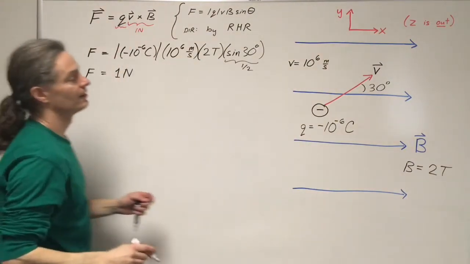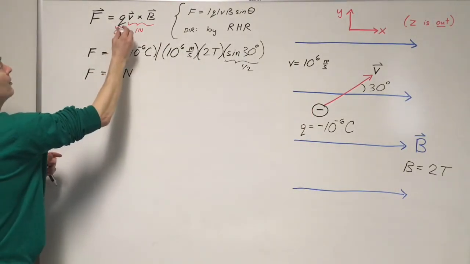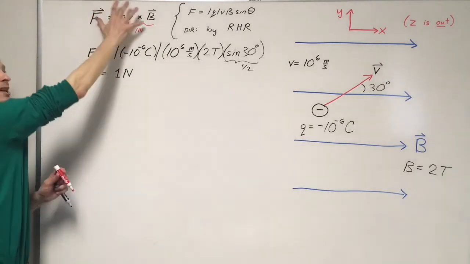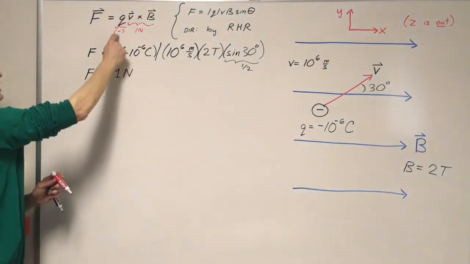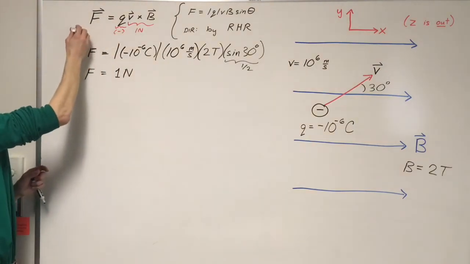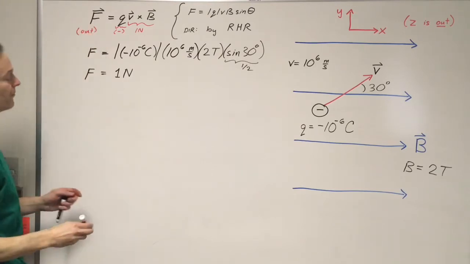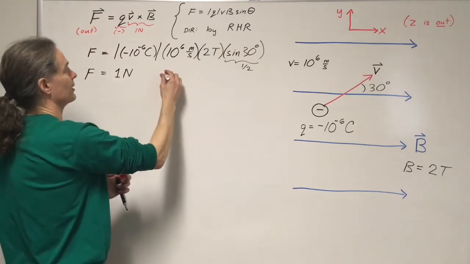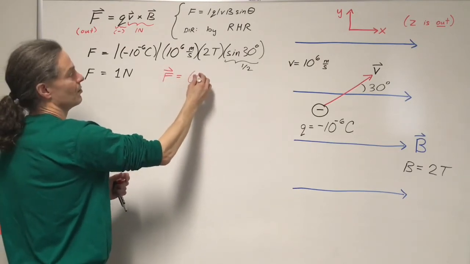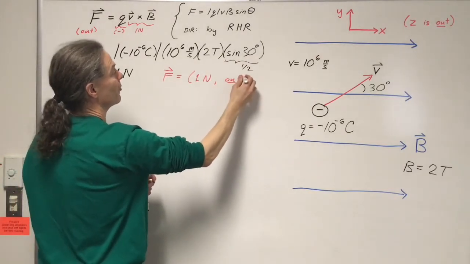However, the charge is negative. So the directional aspect of the force, the directional information contained in this cross product will be the negative of that. So the direction then of the magnetic force on this moving charge will be out of the board. So my force vector could be written as 1 Newton out of the board.